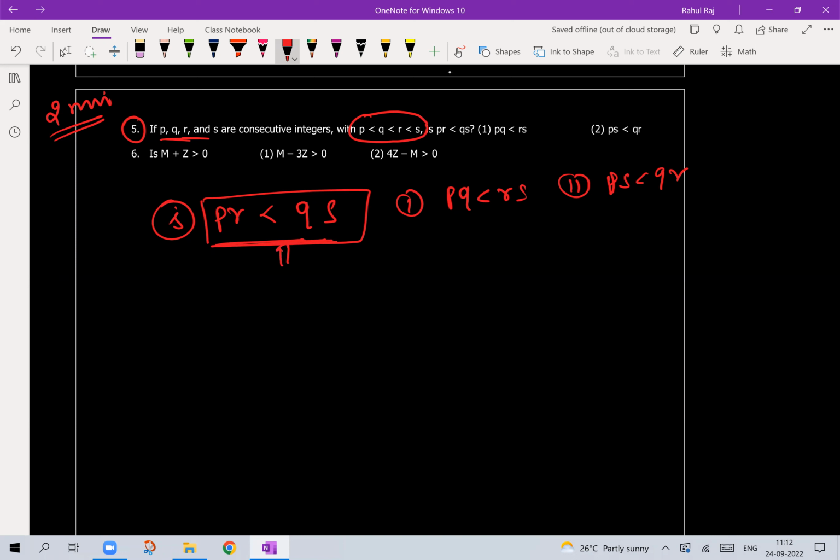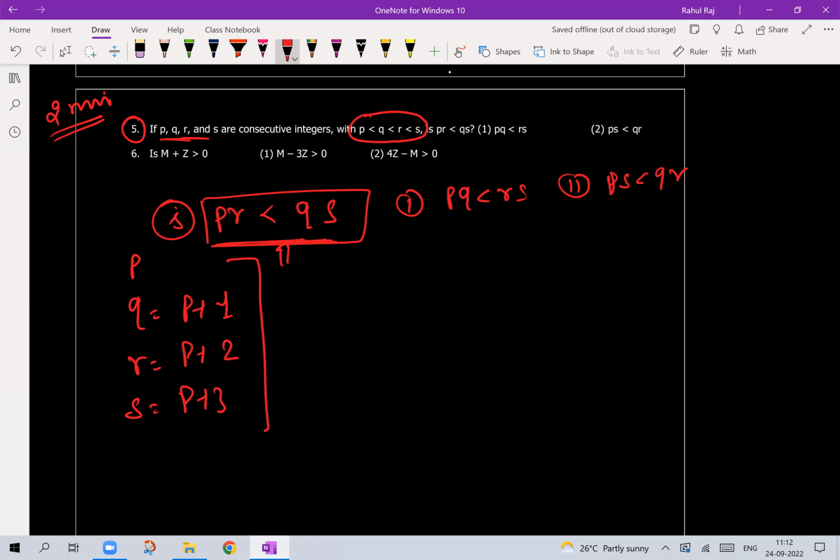Always ensure that if you can reduce the question into a simple form based on your own convenience, you should do that. Now imagine, can I say that Q is equal to P plus 1? Can I say this or not? Because PQRS is a consecutive integer, I know that P is less than Q is less than R is less than S. Can I say R is equal to P plus 2? Can I say S is equal to P plus 3?